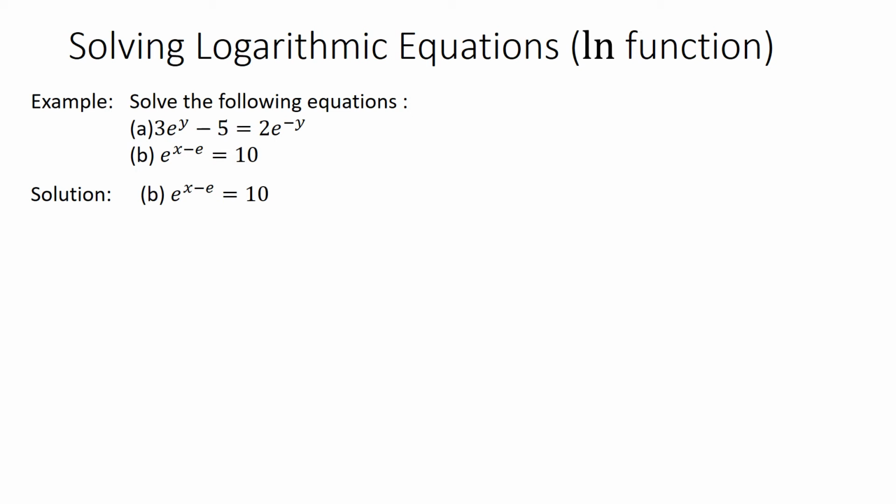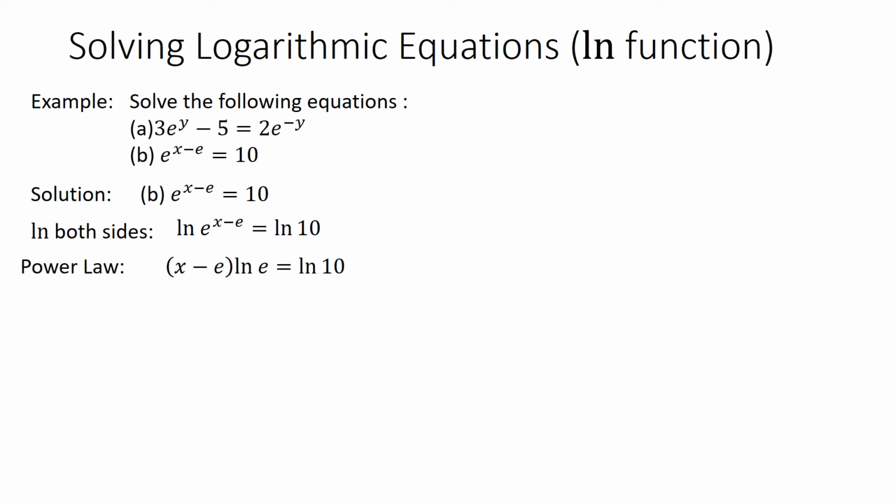e to the power of x minus e equals 10. We will ln both sides, and this is what we get: ln e to the power of x minus e equals ln 10. We can apply the power law, so it becomes x minus e times ln e equals ln 10. And we know ln e is 1. Therefore, x minus e equals ln 10, so x will be ln 10 plus e. And we can press the calculator. The value will be 5.02, rounded off to 3 significant figures.